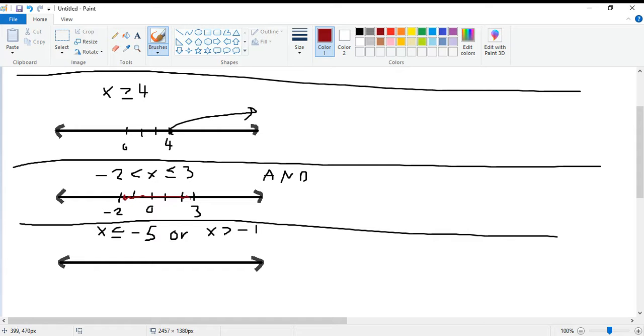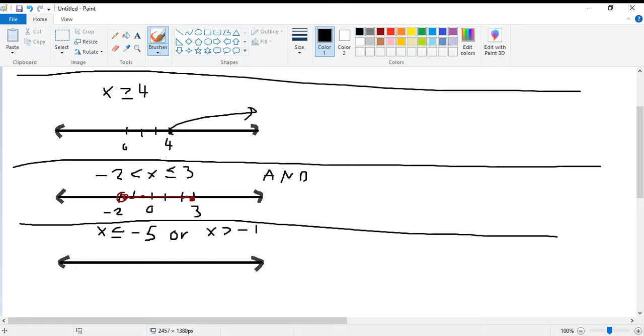We would put an open circle on -2 because it does not have the equals as part of your symbol. And we would put a solid circle on the 3 because it does have the equals as part of your inequality symbol. Again, that is called an AND statement.